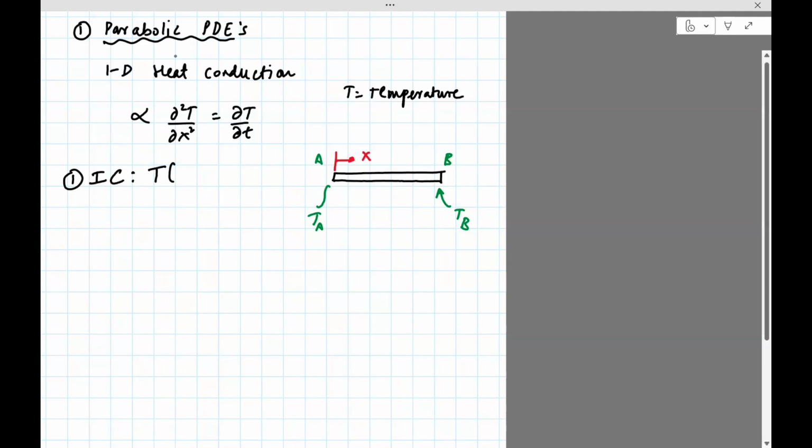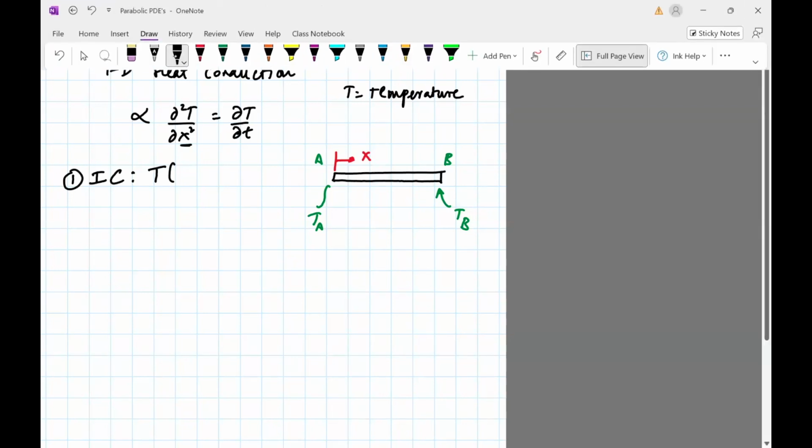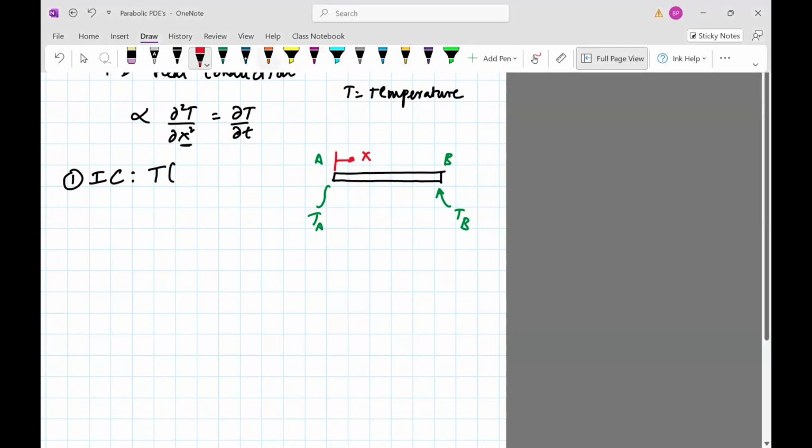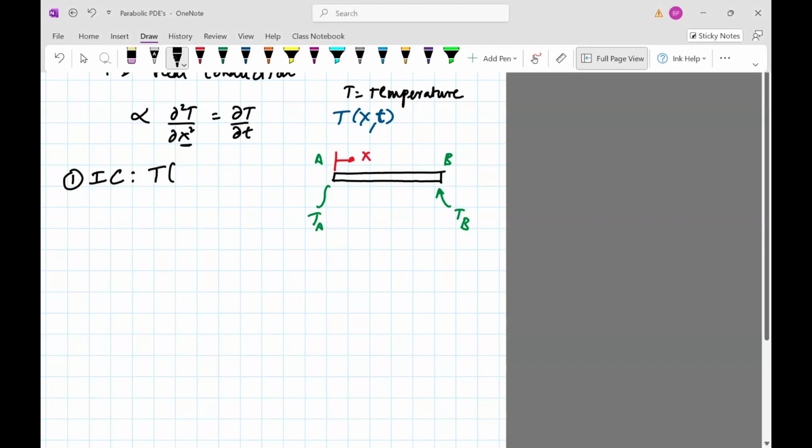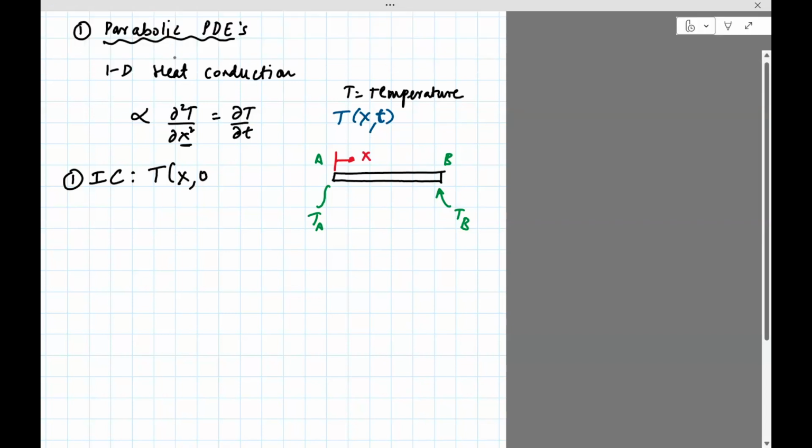And this is characterized by two things. One is x. X is, in this case, the distance from one of the ends. And lowercase t is the time. So the solutions to this are typically characterized by T of x comma t. And so when we specify the initial condition, we specify it at time t equals zero. So this would be some f of x. Okay, so at time t equals zero, that's the thing.